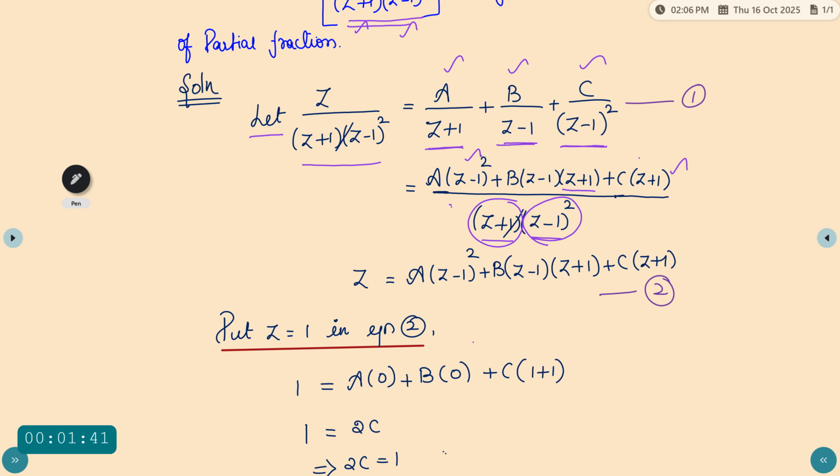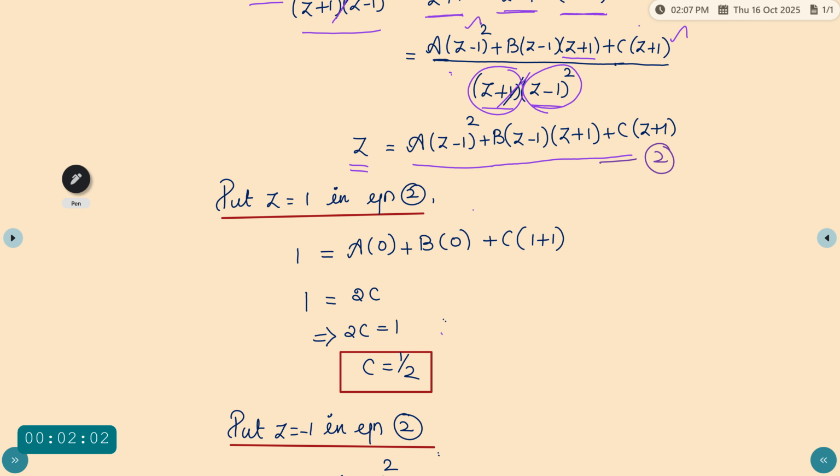So I am going to cross the denominator. Both the denominators are the same, so I am going to cancel the denominators. Next, the left hand side we are getting only Z, and the right hand side is A into Z minus 1 the whole square plus B into Z minus 1 plus C into Z plus 1. Next, this is taken as equation number 2.